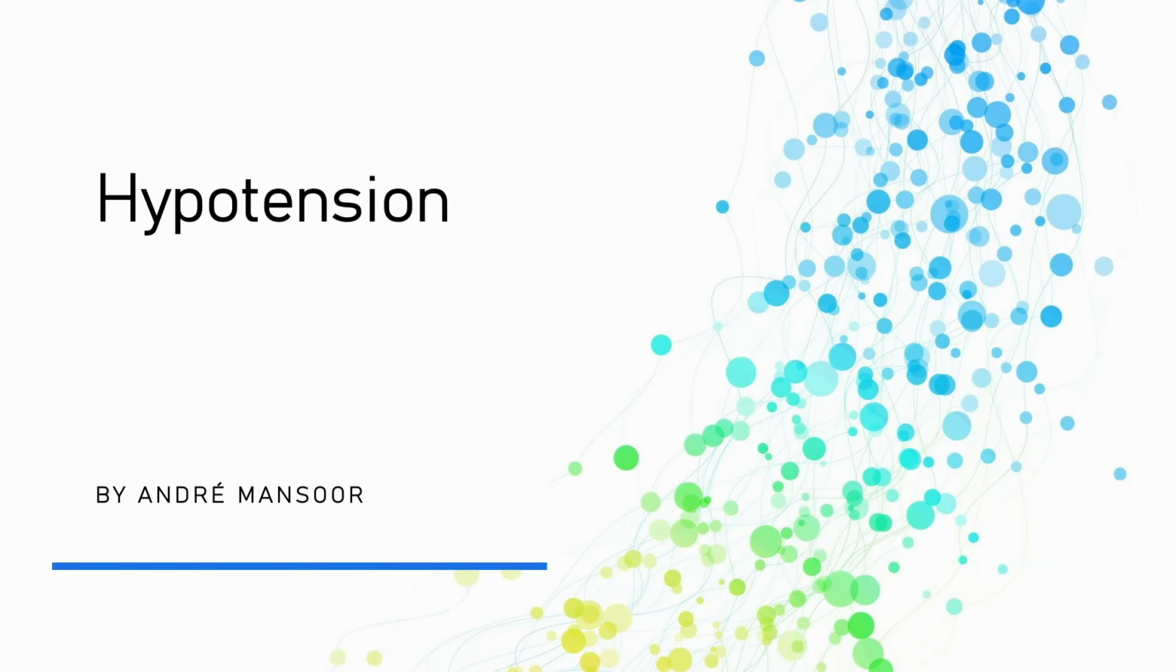Hypotension is one of the most common and most dangerous problems we encounter in clinical medicine. But at the bedside, low blood pressure is not a diagnosis. It's a clue, a signal that something in the circulatory system is failing.